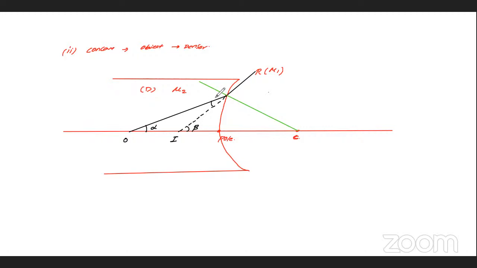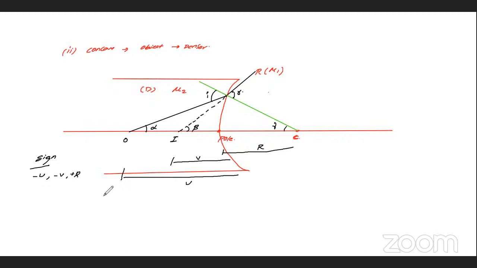Here this is your angle of incidence and this is your angle of refraction: alpha, beta, and this is your gamma. Distance-wise, from the pole to the center of curvature is r, image to the pole is v, object to the pole is u. From the sign conventions, towards your left, u is negative, v is negative, r is positive.